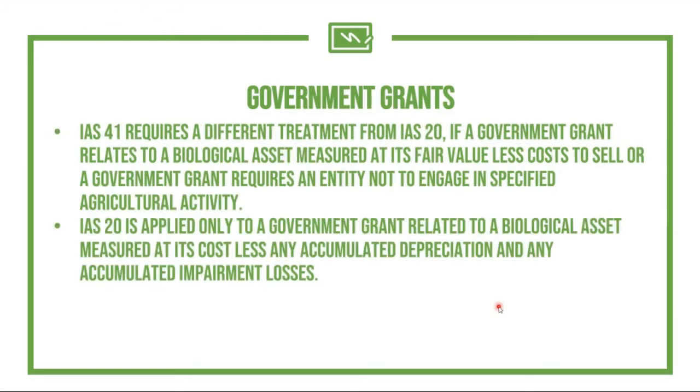So again, IAS 41 requires a different treatment from IAS 20. If a government grant relates to a biological asset that is measured at fair value less cost to sell, then we will apply IAS 41. But if it is now a biological asset granted to us which will be measured at cost, then we will apply IAS 20, just like what I said a while ago.